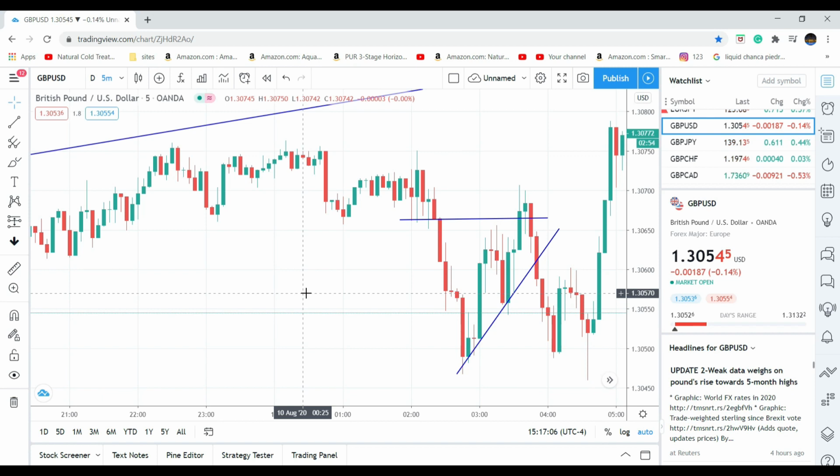Now, that's how I was playing the market today. It was very simple. Supply and demand. I'm showing you guys examples on the TradingView, and I'm showing you guys examples on a live trading chart. So that's pretty much it, guys.